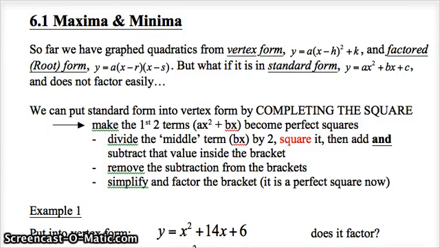Alright, so Unit 4, we're solving quadratic equations. Before, we only looked at factored form, but we need to be able to solve quadratics in any format.